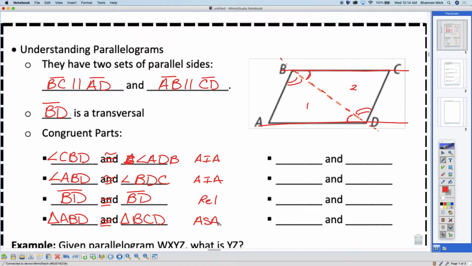We had to show the triangles were congruent. So AB is congruent to what? CD. And then AD is congruent to BC. I forgot to change my color.